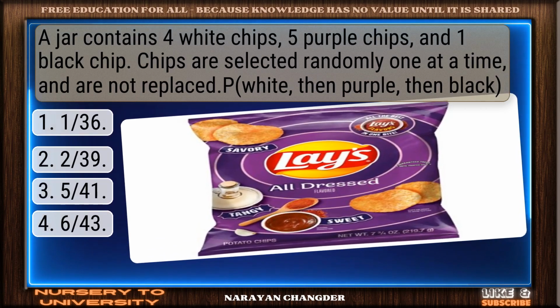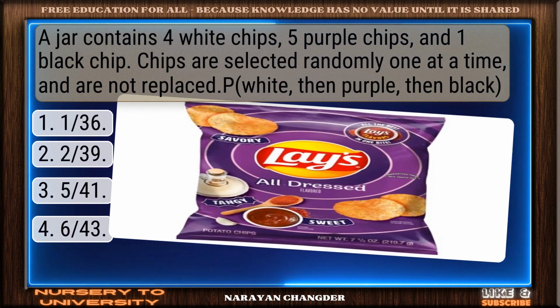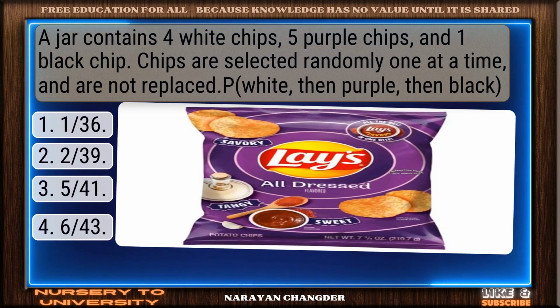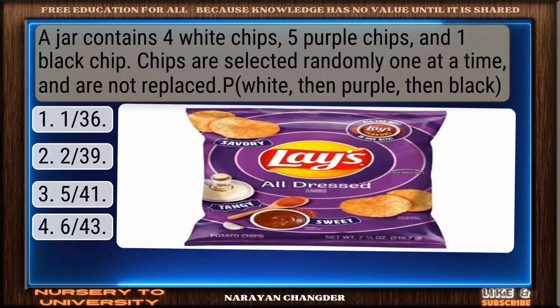A jar contains 4 white chips, 5 purple chips, and 1 black chip. Chips are selected randomly one at a time and are not replaced. P.